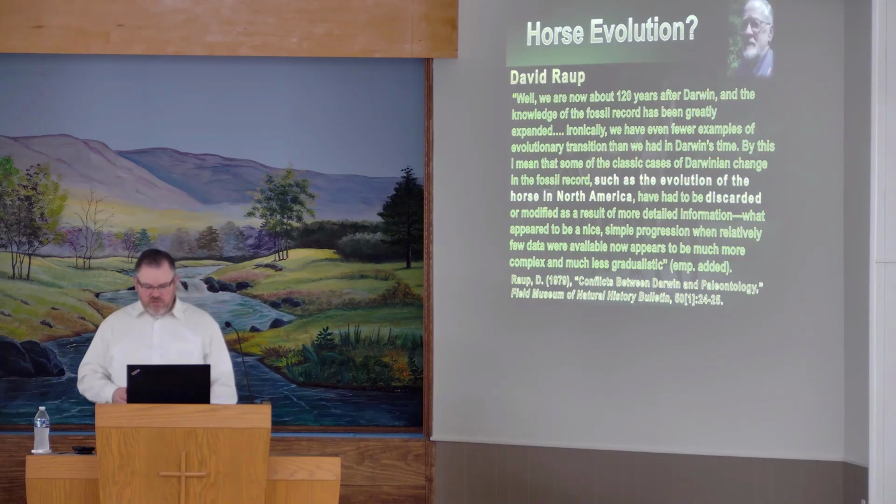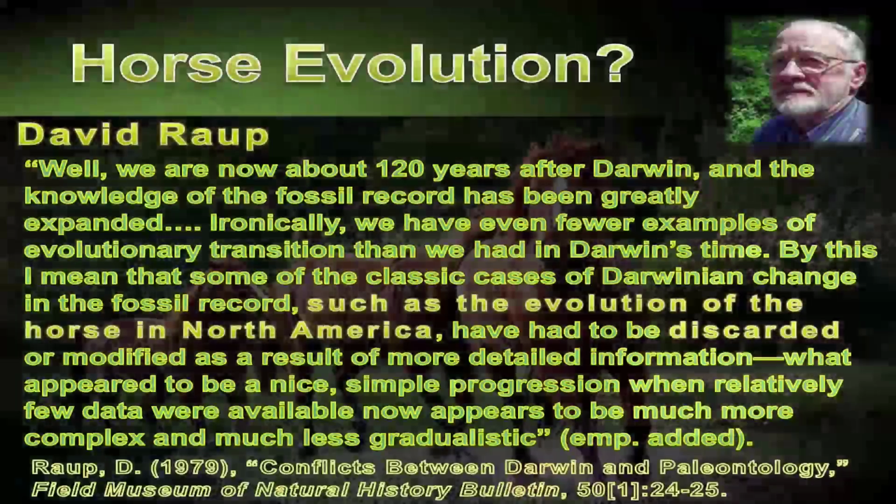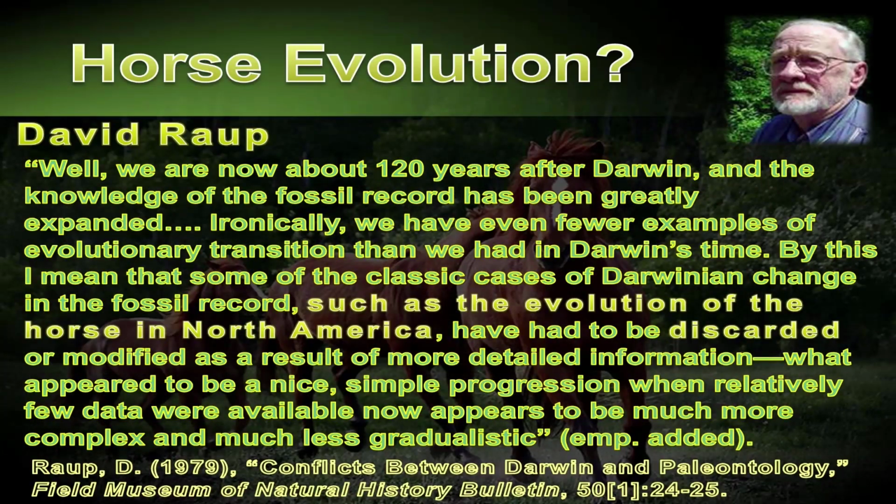David Raup of the Field Museum of Natural History in Chicago admitted decades ago, we're now about 120 years after Darwin, and the knowledge of the fossil record has been greatly expanded. Ironically, we have even fewer examples of evolutionary transition than we had in Darwin's time. By this I mean that some of the classic cases of Darwinian change in the fossil record, such as the evolution of the horse in North America, have had to be discarded or modified as a result of more detailed information. What appeared to be a nice, simple progression when relatively few data were available now appears to be much more complex and much less gradualistic, much less Darwinian, in other words.